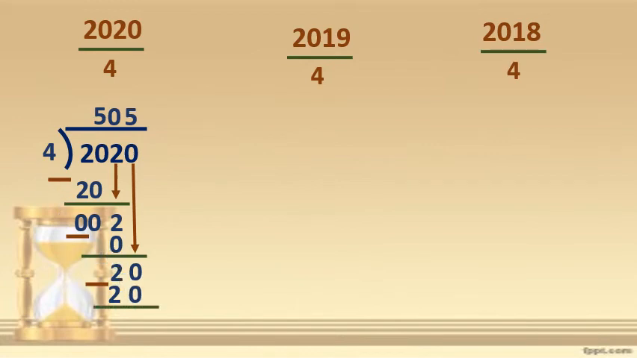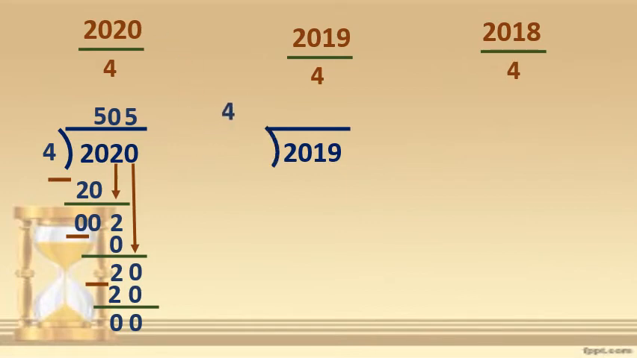Now I will minus. What remained? 0. Means 2020 divided by 4 has no remainder. Means it is divisible by 4. 2020 is divisible by 4. Right? So in February it got 29 days. Okay, we will go through now.